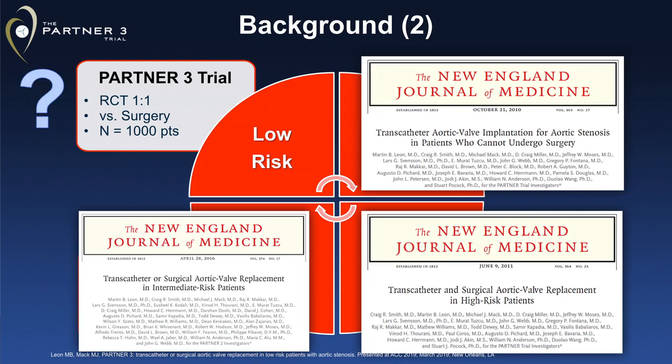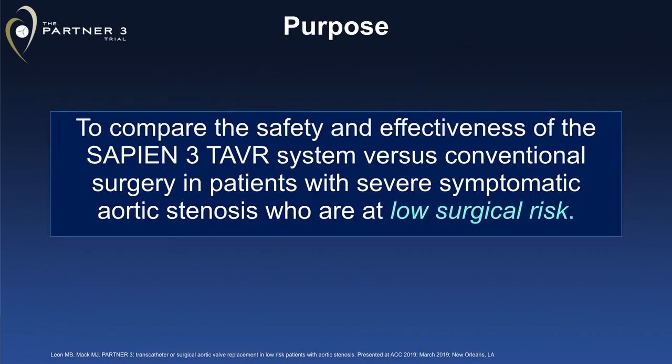And now we have the Partner 3 trial, randomizing low-risk patients to surgery versus TAVR. They included 1,000 patients. So what does that show? So the purpose of this Partner 3 trial was to compare the safety and effectiveness of the TAVR approach versus conventional open heart surgery in patients who have severe symptomatic aortic stenosis but are at low risk for surgery.